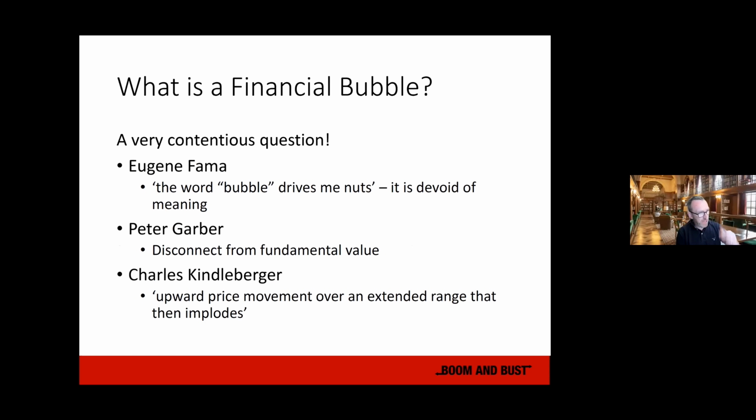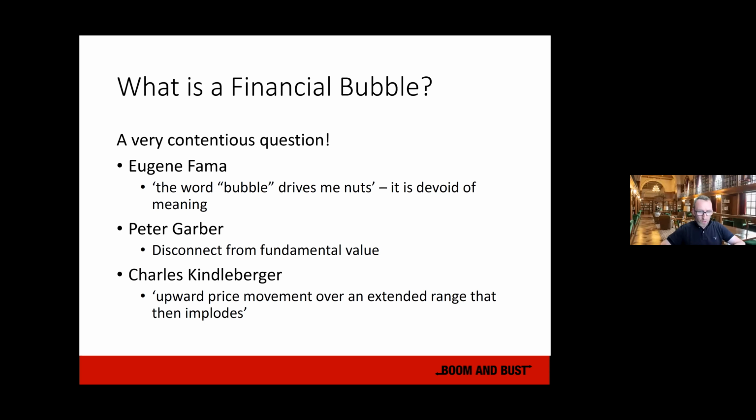So what then is a financial bubble? This is actually a very contentious question for economists. You have people like Eugene Fama, the Nobel Prize winner, who said of the word bubble, and this is a quote, "it drives me nuts." For Fama, the word bubble is devoid of meaning. We use it very casually, is really the claim that he makes. And there's a certain amount of truth in that. Then Peter Garber, in his book looking at the first financial bubbles, defines a bubble as a disconnect from fundamental values.